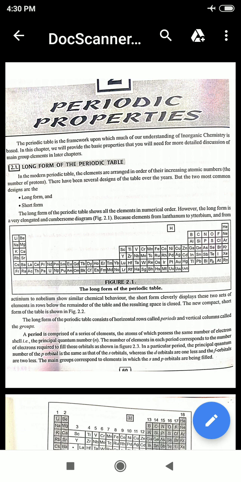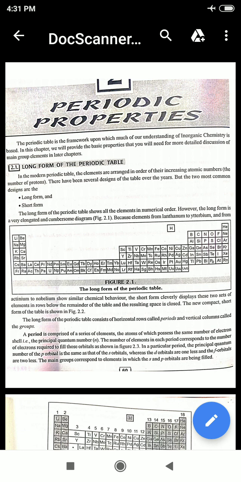The long form of the periodic table consists of horizontal rows called periods and vertical columns called groups. A period is comprised of a series of elements, the atoms of which possess the same number of electron shells, the principal quantum number n. The number of elements in each period corresponds to the number of electrons required to fill those orbitals.